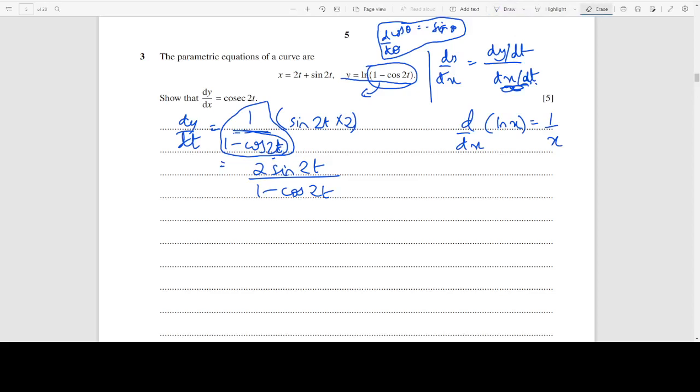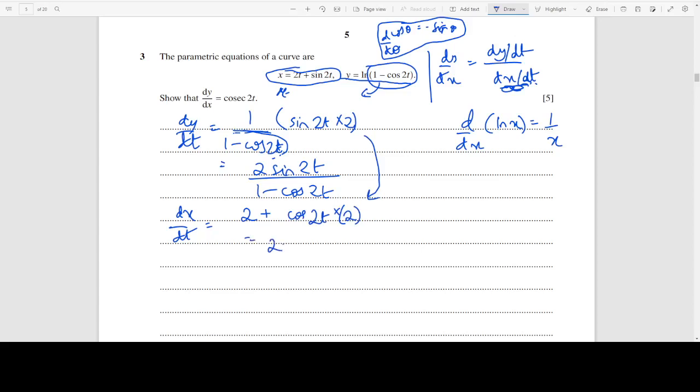So this is dy/dt, and dx/dt is just going to be 2 plus, now we are going to take the derivative of this again with respect to t. 2t plus cos 2t multiplied by 2, same as over here, which is equal to 2 plus 2 cos 2t.